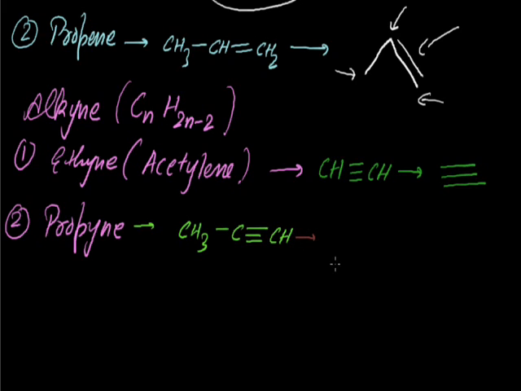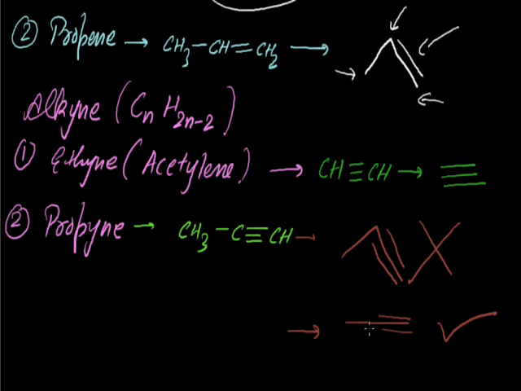Next comes propyne. Now as usual we're going to draw the structure of propyne. But here's a catch. This structure is not correct. The correct structure is this. It happens because this carbon atom is sp hybridized, hence it is linear in shape. So representing it this way will be wrong.